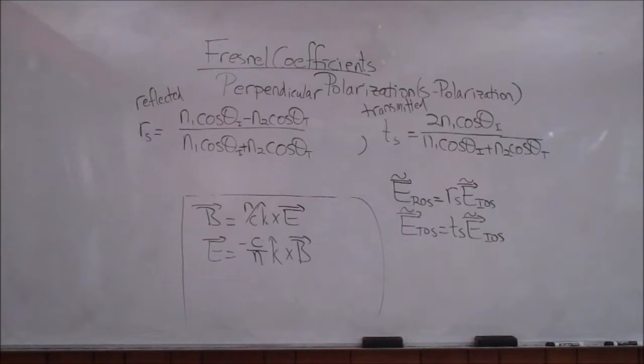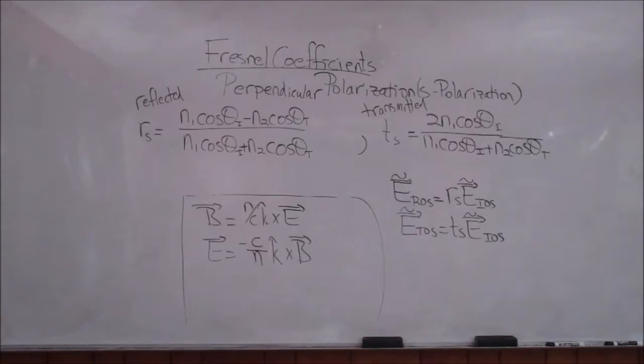We now turn our attention to oblique incidence. We'll consider perpendicular, or S, polarization first. Perpendicular polarization means that the electric field is perpendicular to the plane of incidence. These are the Fresnel coefficients for the reflected wave and the transmitted wave. For the reflected wave, we have n1 cosine theta i minus n2 cosine theta t, all over n1 cosine theta i plus n2 cosine theta t.